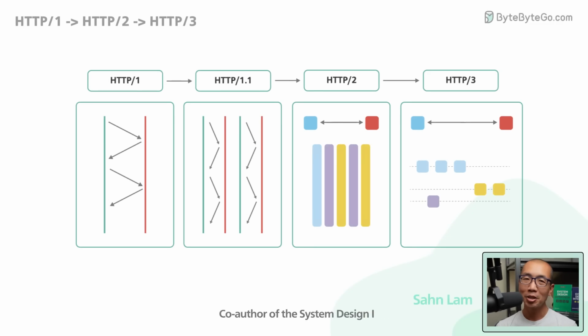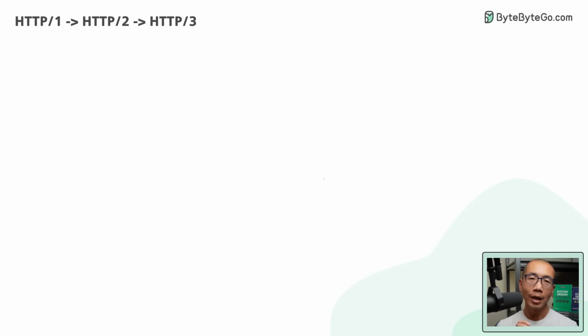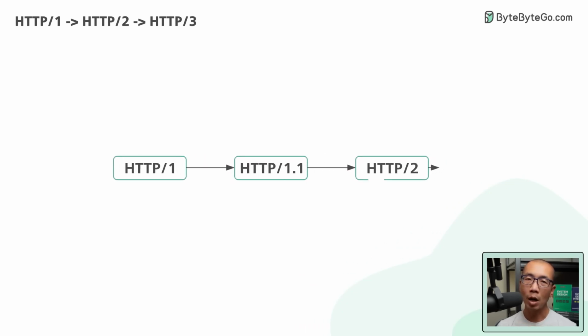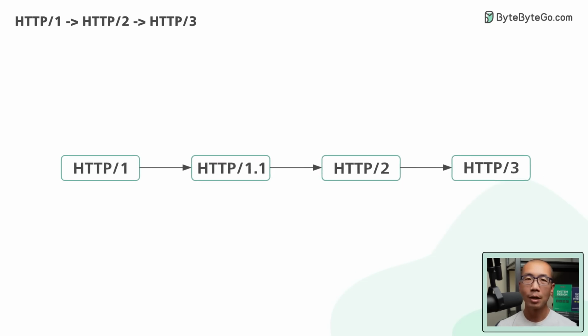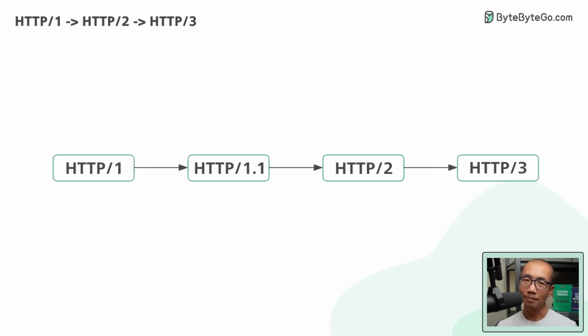HTTP has been around since the 90s. How has it evolved over the years? What is the latest development? Let's take a look. Here is the progression of the HTTP version so far, from HTTP 1 to 1.1 to 2 and to now 3. Let's look at each one more closely.